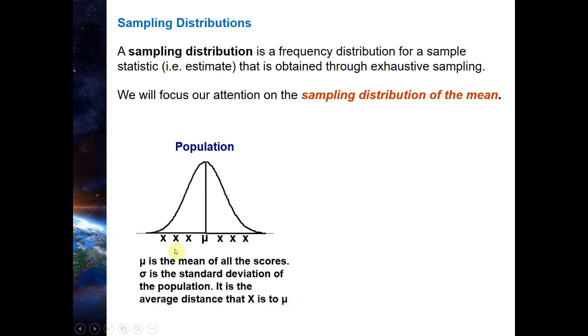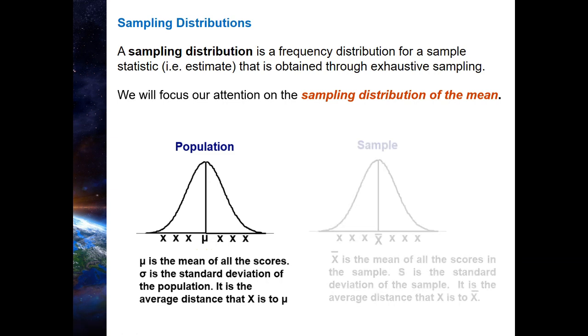All right, so if all of these scores here are grouped really, really close together around mu, then we're going to get a standard deviation that is small. But if these x bars are way spread out from one another, that means the average distance scores are to the mean is larger, and our standard deviation will be larger.